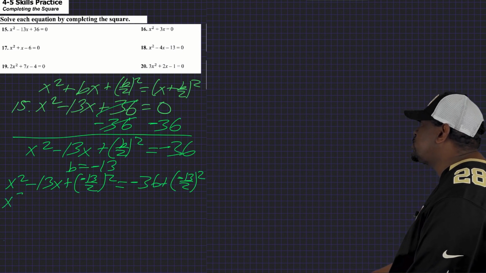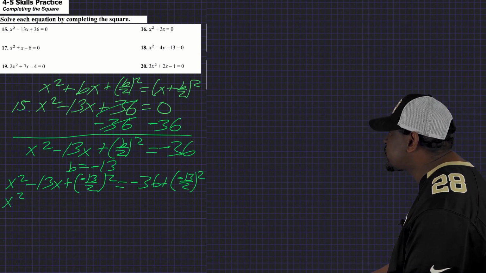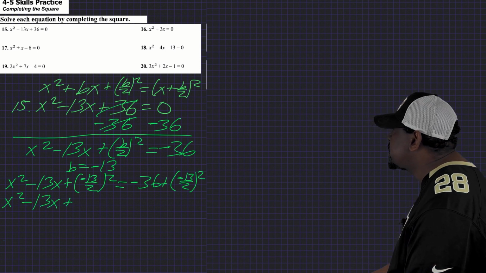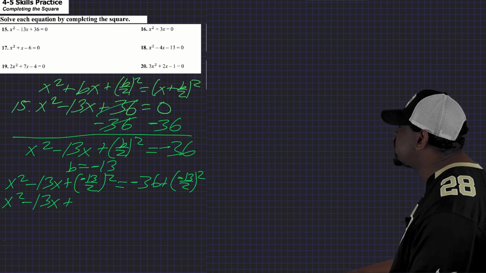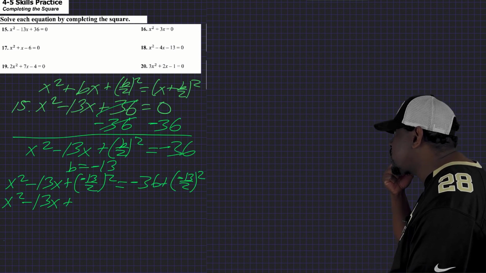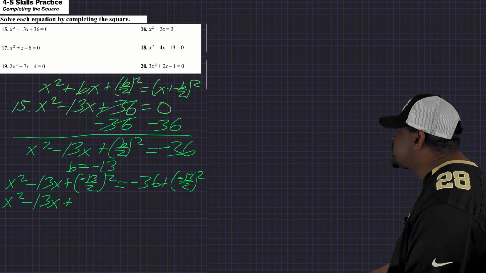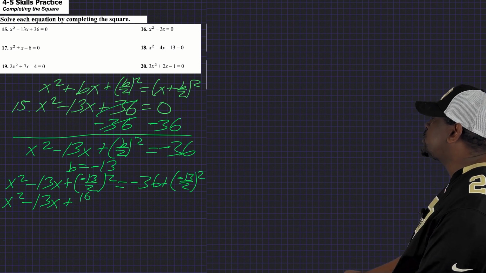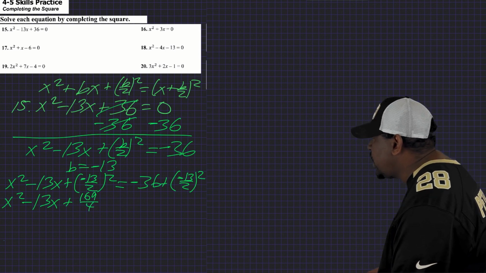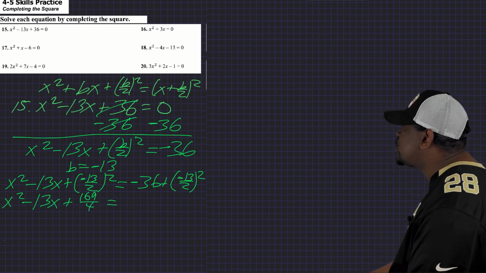So at this point, we will simplify. Negative 13 over 2 can't be reduced, so we're just going to square that. And that will give us a product of, basically, negative 13 over 2 times negative 13 over 2. And what does that equal? That equals 169 over 4.